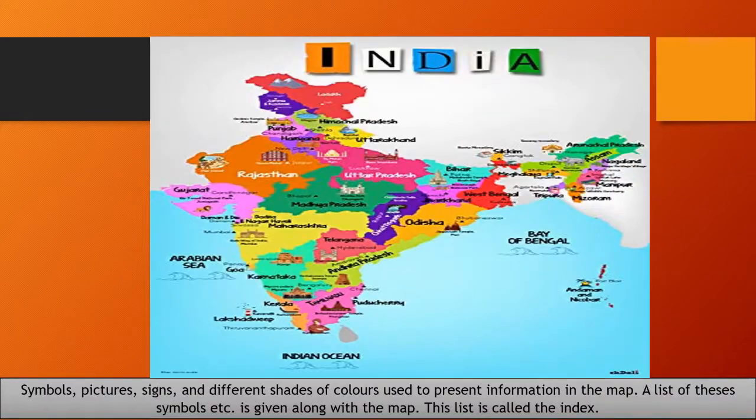Do you know, children? In a map, symbols, pictures, signs and different shades of colors are used to present the information. A list of these symbols is given along with the map. This list is called the index. The index helps us to understand the map.